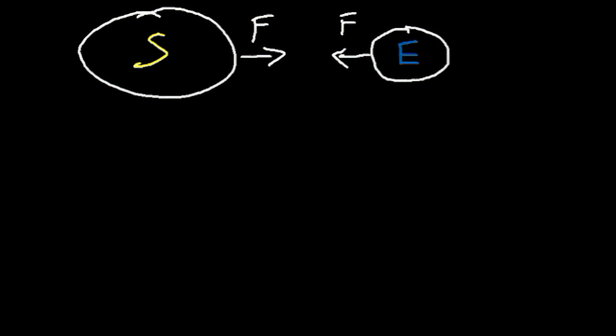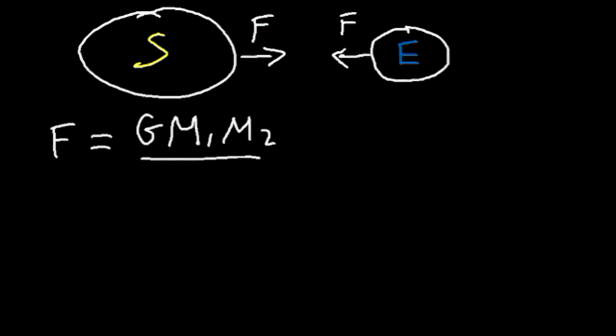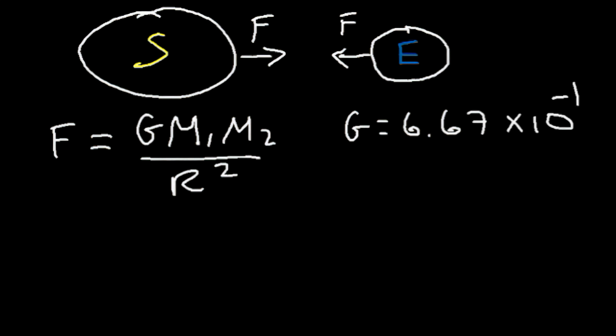Now, how can we quantify this force of gravity? The equation that we need is this one. F is equal to G times m1 times m2 divided by r squared. So G is the gravitational constant. It's equal to 6.67 times 10 to the minus 11. m1 and m2 represent the mass of the two objects, in this case the mass of the sun and the mass of the earth, and r is the distance between the center of the sun and the center of the earth.